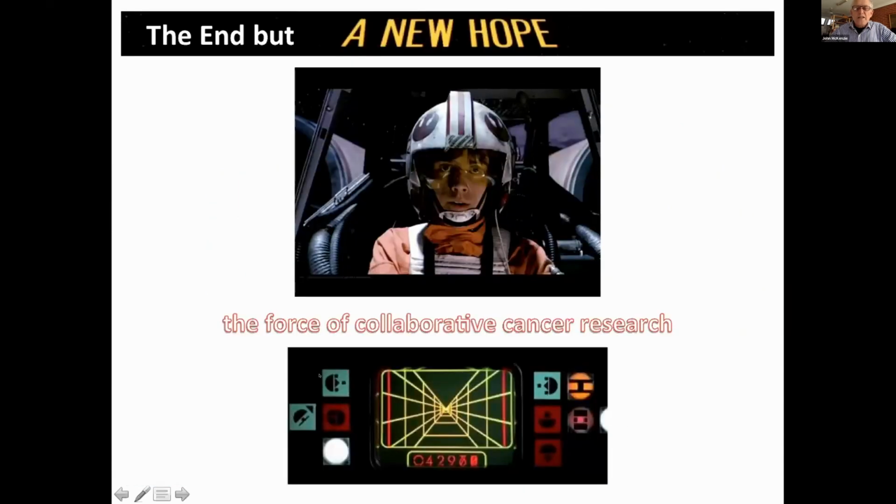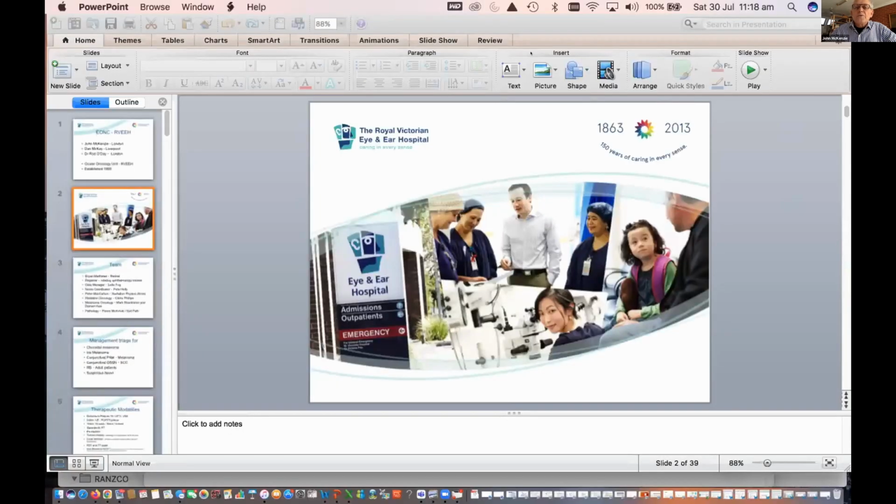So this is stealing a slide from Mark Shapton. There's still a lot that we need to do as ocular oncologists. There's a lot that we need to collaborate with our systemic colleagues, and hopefully the development of our pathway and its associated database will allow this to happen. So I'm going to stop sharing.